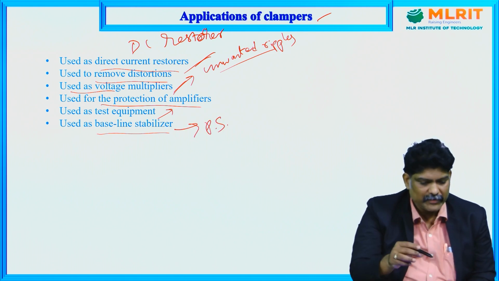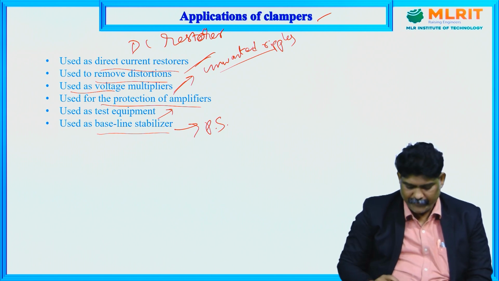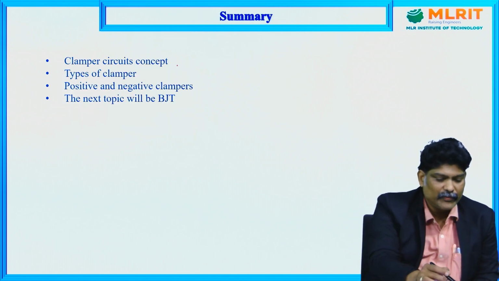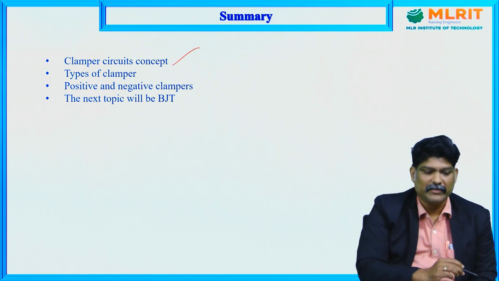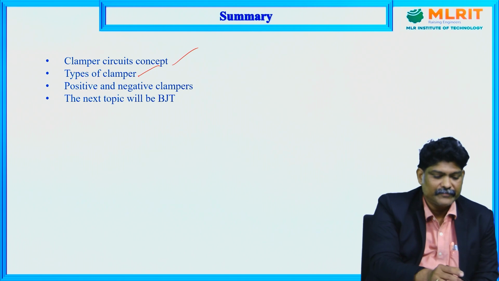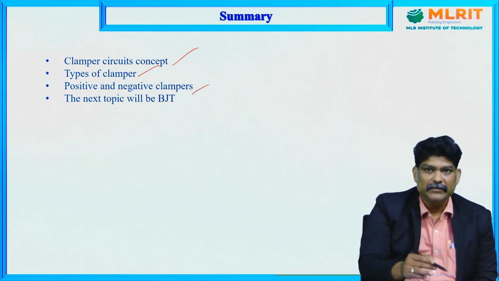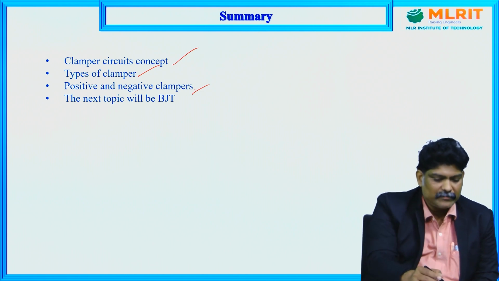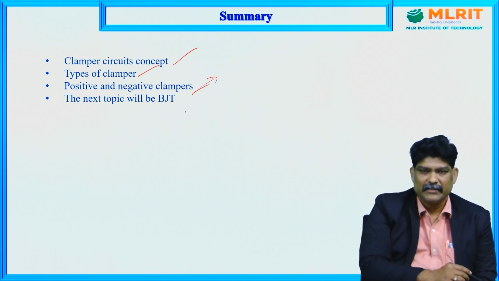Okay, so that's all for today's class. In the summary of today's session, we have discussed the clamper circuit concept and types of clampers: positive clamper, negative clamper, and clampers with different reference voltages, positive reference voltage and negative reference voltage. And their applications we have also discussed.